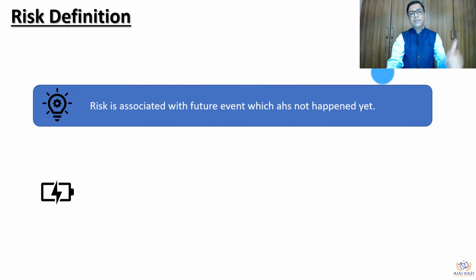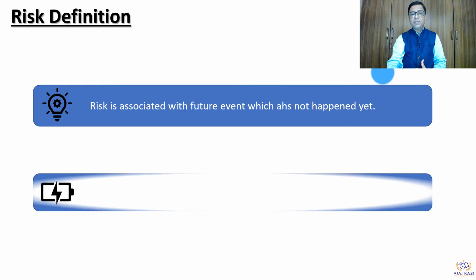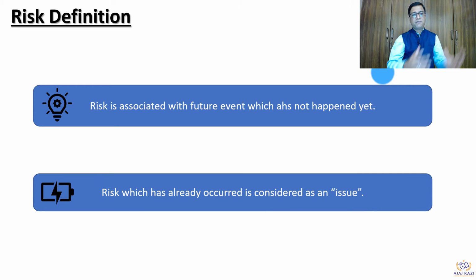To further clarify, risk is associated with a future event which is yet to happen, which has not yet happened. Very clearly, risk is always associated with a future event which has not happened so far. But whatever has happened, we call it an issue. If a risk has happened, it has already occurred, then it is considered an issue. Obviously, when it happens, it will create issues, right? So this is related to the risk definition.